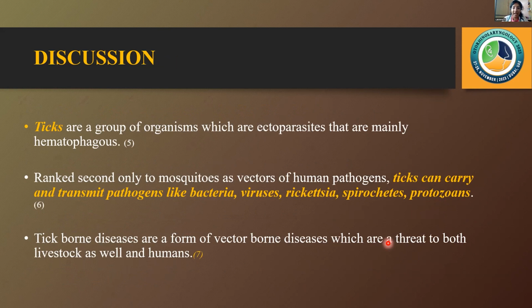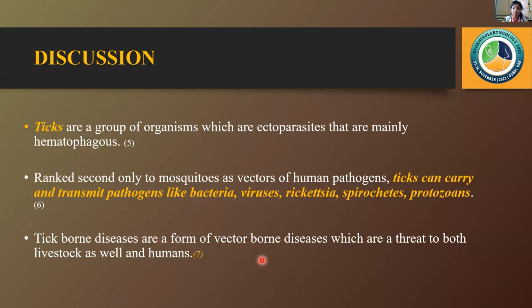Ticks are a group of organisms which are known as ectoparasites. They reside in the outer part of the body. They do not enter into the blood, and they're mainly hematophagous. So they basically feed on the blood of the mammal onto which they are infested. These are ranked second only to mosquitoes as vectors of human pathogens. So they carry and transmit pathogens such as bacteria, viruses, rickettsia, spirochetes, and protozoans, which is why we must be all the more cautious about such a seemingly simple infection.